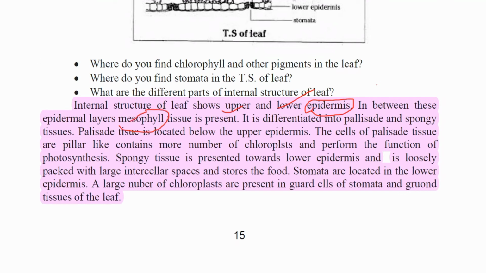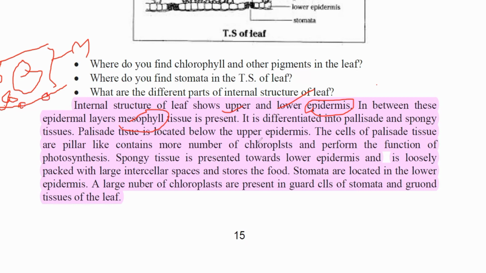Now I will draw just a rough diagram. This is the upper epidermis and this is the lower epidermis, and the space between is the entire mesophyll, and centrally there is a vascular bundle. Below the upper epidermis, there are two rows of elongated cells called palisade parenchyma. Above the lower epidermis, there are irregularly arranged cells called spongy parenchyma, which has air spaces. Stomata are present mainly in the lower epidermis only.